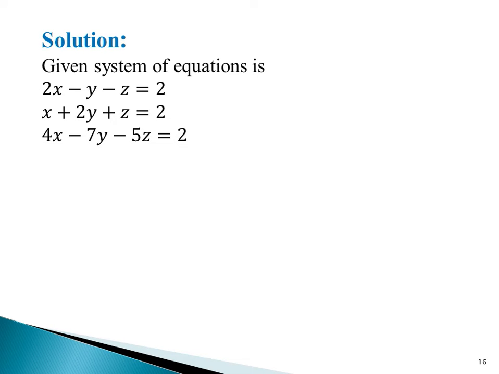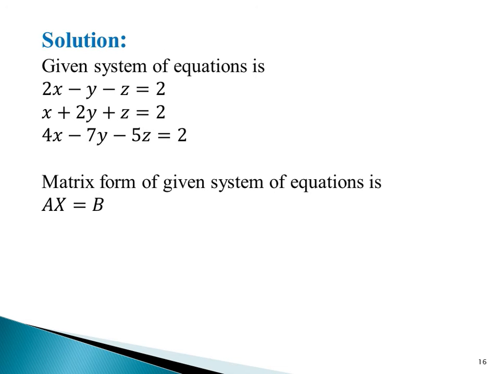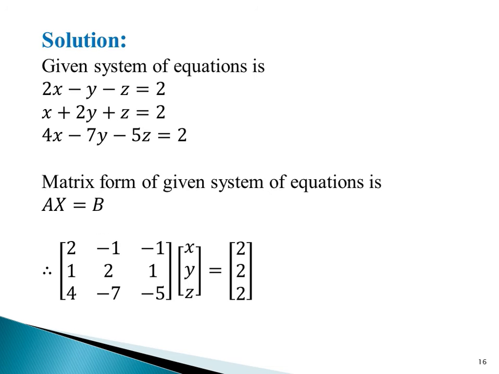first we write the given system of equations, which is given by 2x minus y minus z equal to 2, x plus 2y plus z equal to 2, 4x minus 7y minus 5z is equal to 2. Okay, now we write the given system of equations in matrix form as AX is equal to B. That is, matrix A is the matrix of coefficients [2, -1, -1; 1, 2, 1; 4, -7, -5] into matrix X. Matrix X is the matrix of unknowns, that is x, y, z, this is a column matrix, is equal to matrix B, which is [2; 2; 2].